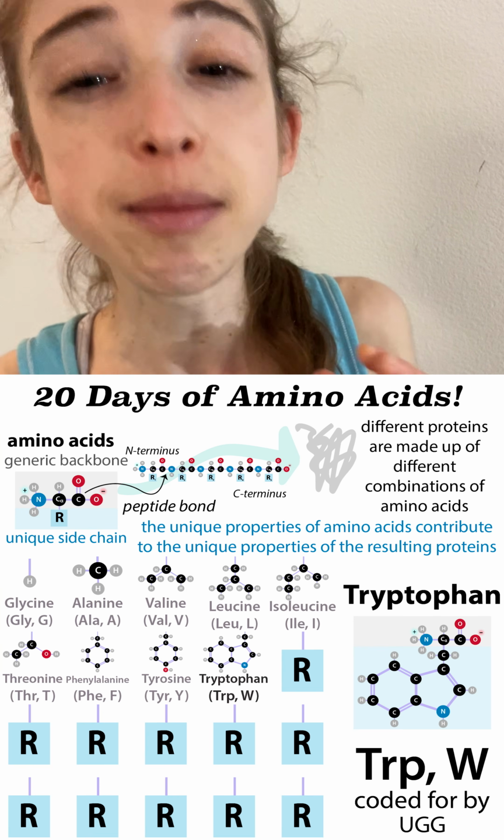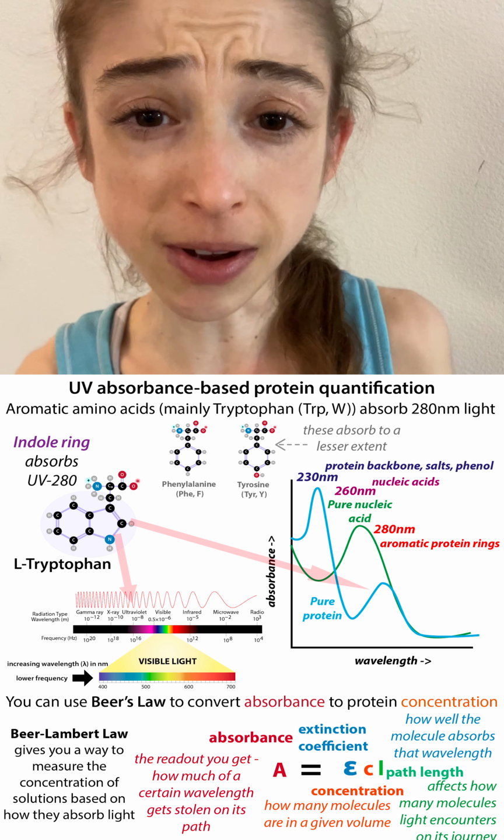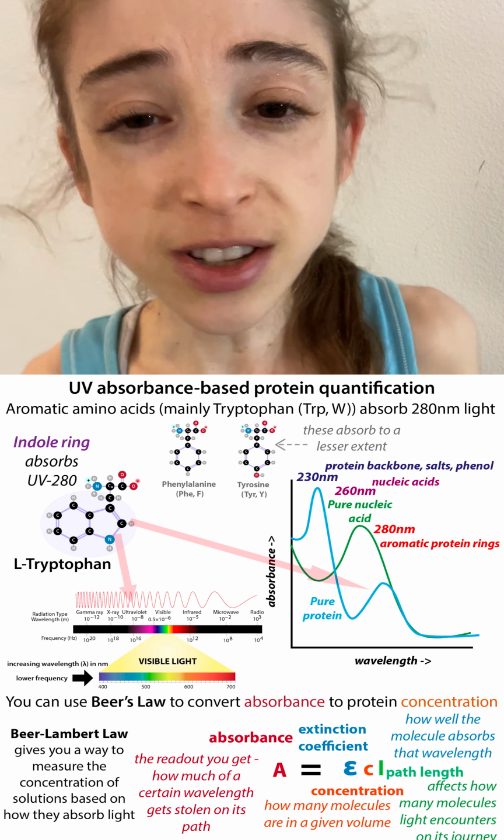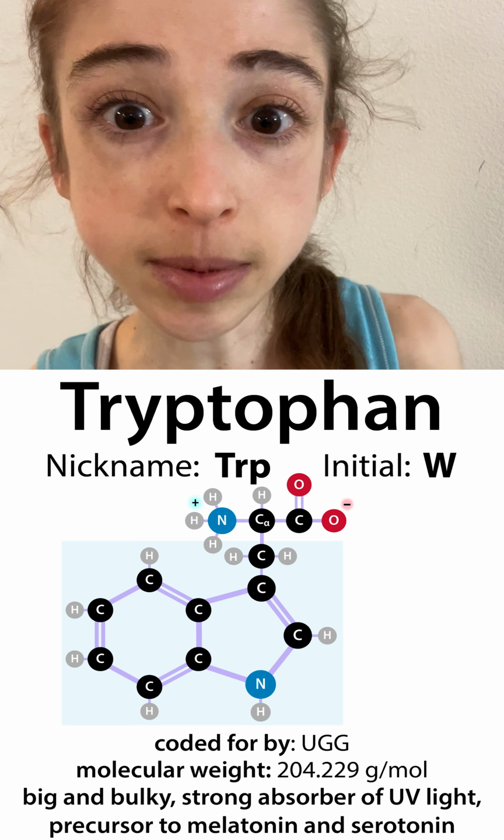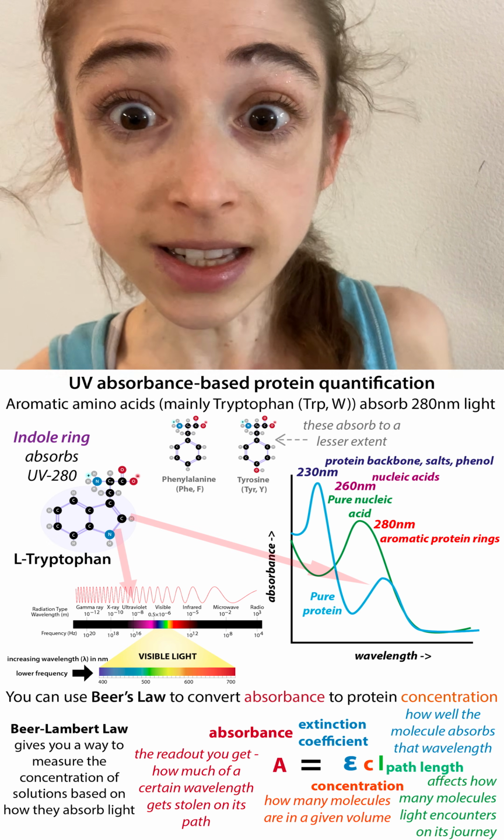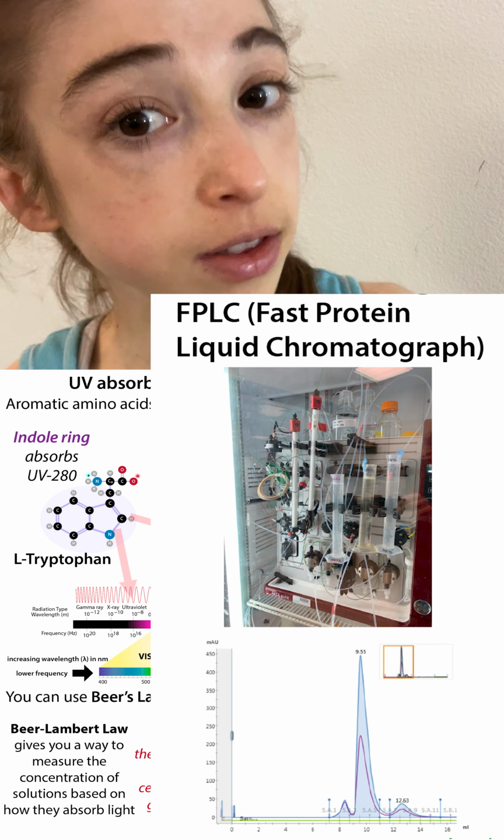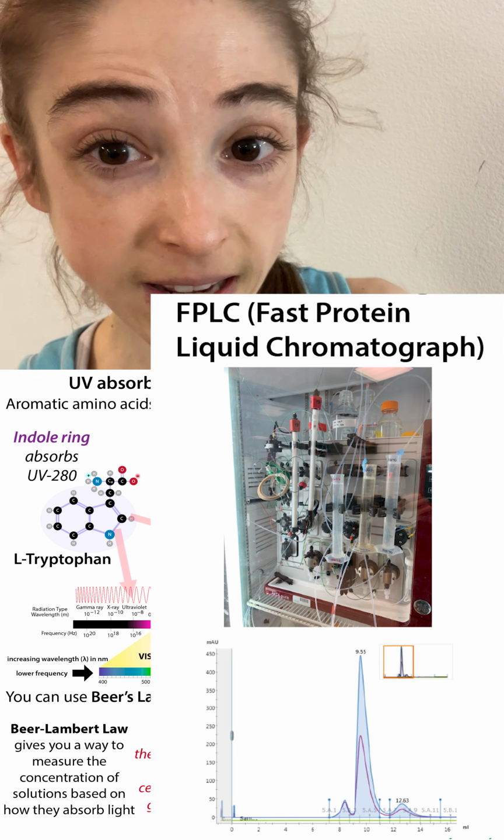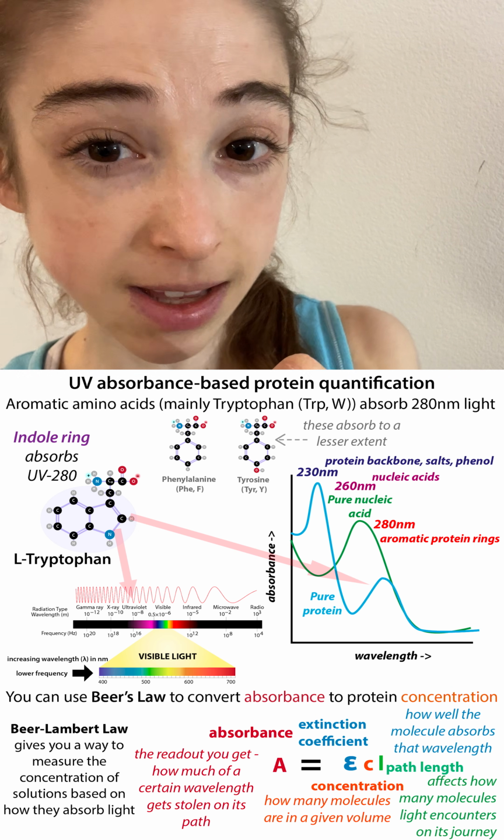Being a biochemist, I'm a major fan of tryptophan, and hopefully after today's 20 days of amino acids, you will be too. So tryptophan is one of the main amino acids that our body uses and pieces together to make various proteins. And we can see where proteins are when we're doing various experiments based on the absorption of UV280 light, so light with a 280 nanometer wavelength.